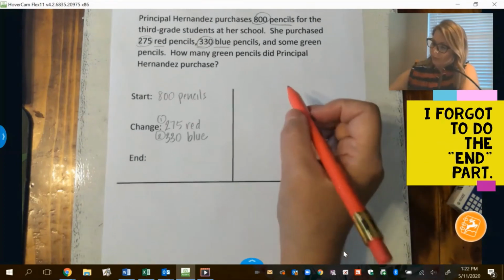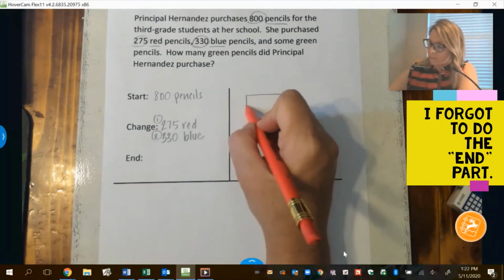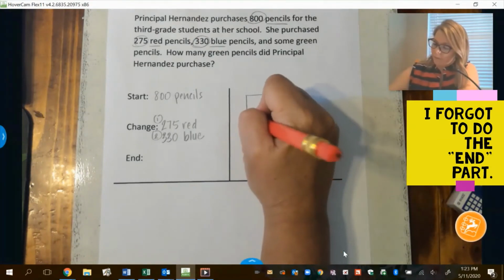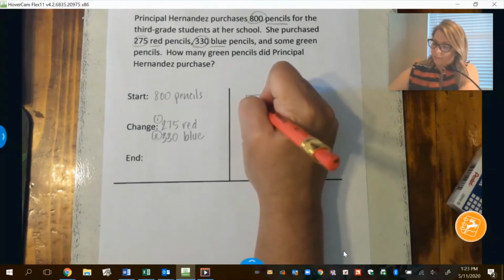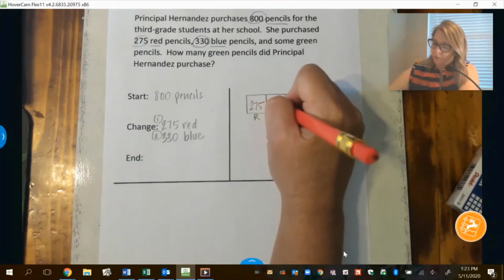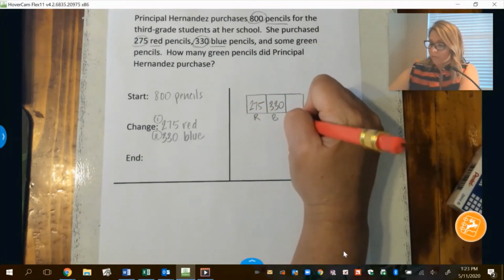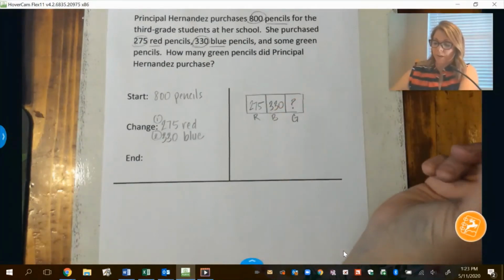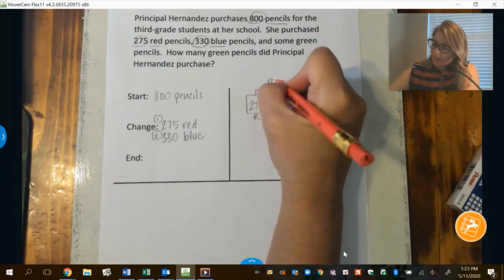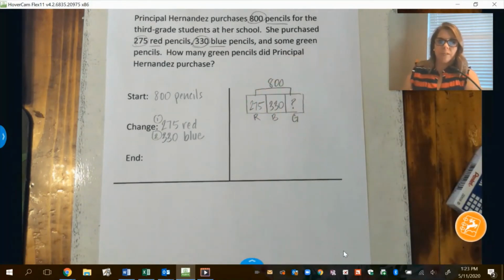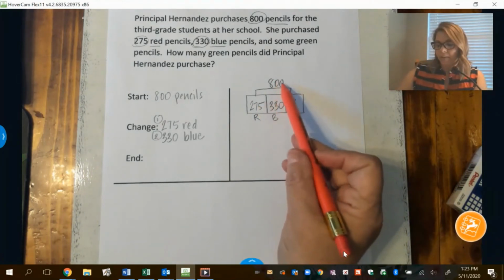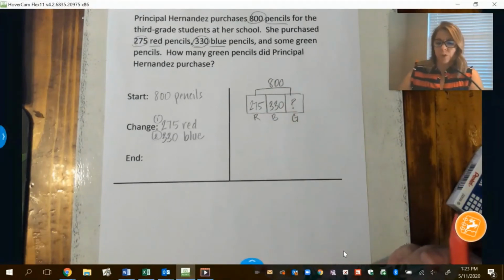So I'm going to come up here and I'm going to do a strip diagram to organize my information. So we need a box for red. That's 275. We need a box for blue. That's 330 pencils. And we need a box for green. We don't know how many green, but we know that all three colors added together gives us our total of the 800 pencils that she has purchased. So it looks like we're going to have to do two different things here, adding, and then we have to find this missing part, so also some subtracting.